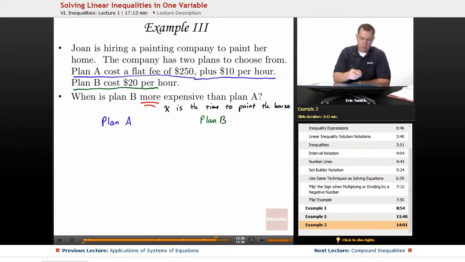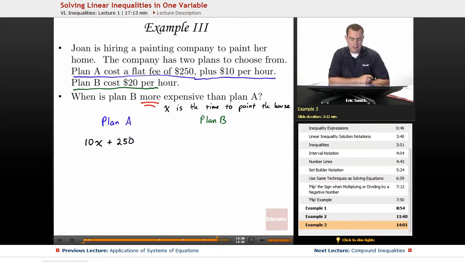So the $10 per hour is like our variable cost. So I have 10x. Flat fee does not vary, so plus 250. So that expression will just keep track of the cost for Plan A, depending on how many hours it takes. Plan B has only a variable cost of $20 per hour, so I'll just say 20x.